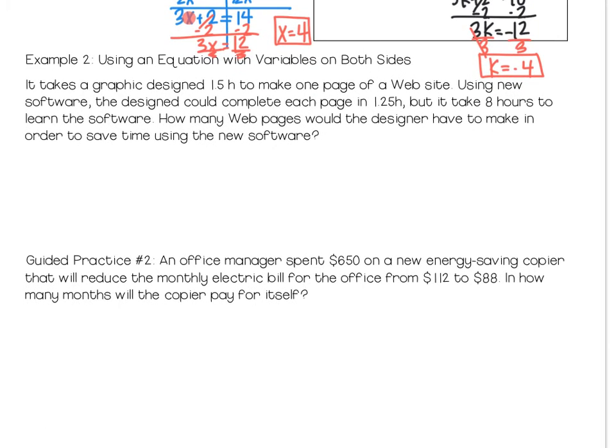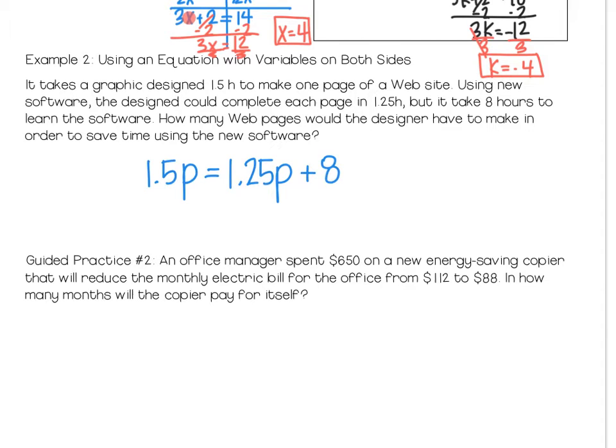Okay, example 2, using an equation with variables on both sides. It says it takes a graphic designer 1.5 hours to make one page of a website. Using new software, the designer could complete each page in 1.25 hours, but it takes 8 hours to learn the software. How many web pages would the designer have to make in order to save time using the new software? So we want to figure out when 1.5 hours per web page is equal to 1.25 hours per web page plus the 8 hours it takes you to learn the new software. So I wrote my equation.